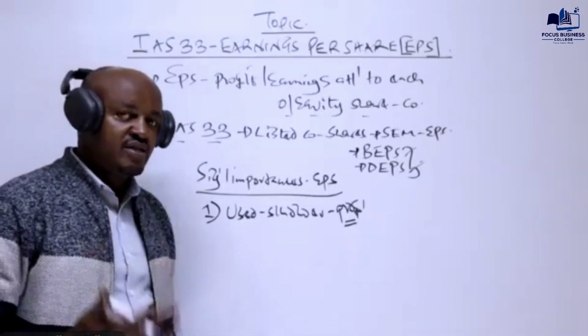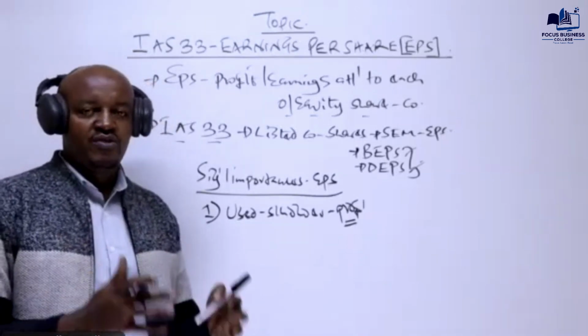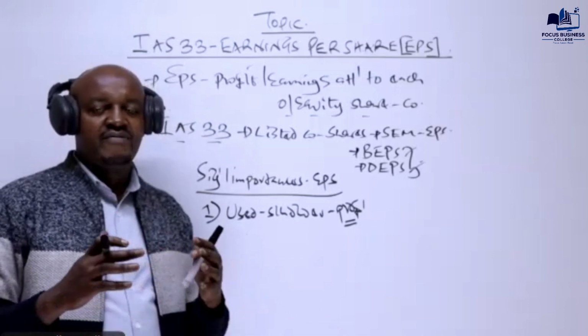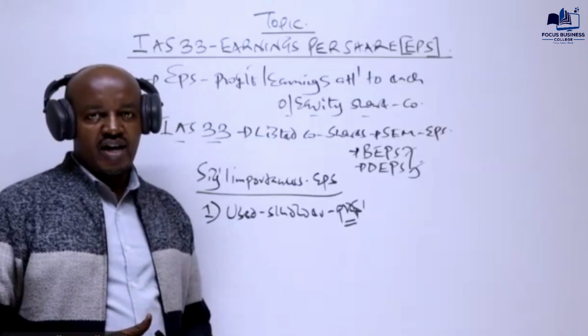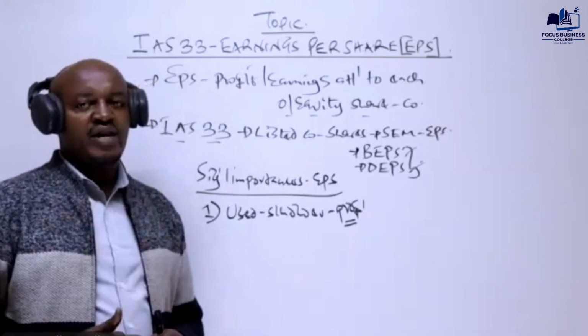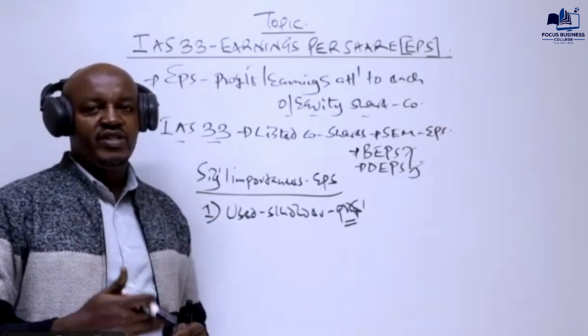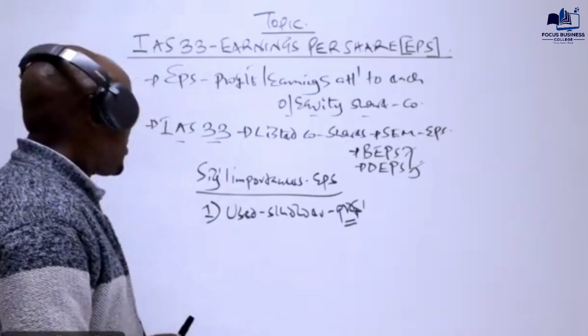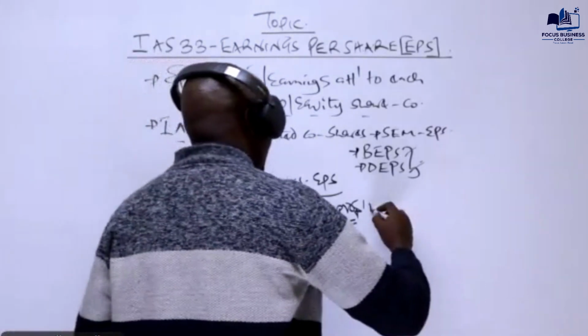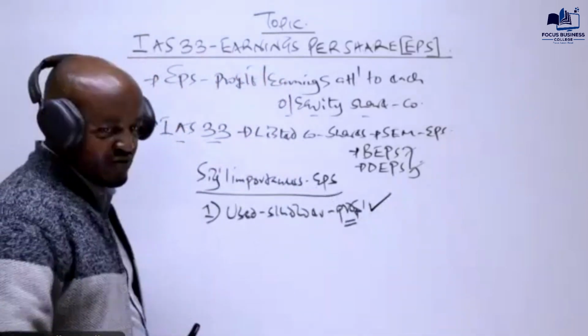If you want to know how profitable the company is, you can use the earnings per share, because it shows the amount of profit which the company generated for each share you hold in that company. It basically means that the higher the earnings per share, the more profitable the company is. So number one, it can be used by the shareholders to evaluate the profitability of the company.